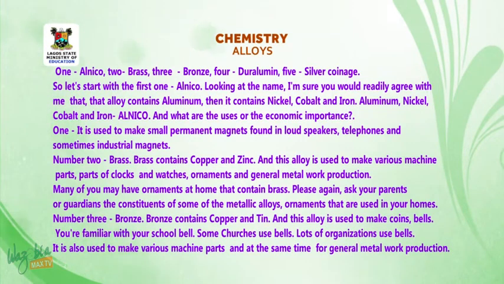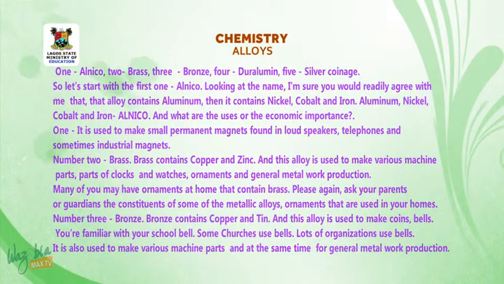Please again ask your parents or guardians the constituent of some of the metallic ornaments that are used in your homes. Number 3, bronze. Bronze contains copper and tin, and this alloy is used to make coins, bells. You are familiar with your school bell. Some churches use bells. Lots of organizations use bells. It's also used to make various machine parts and at the same time for general metal work production.